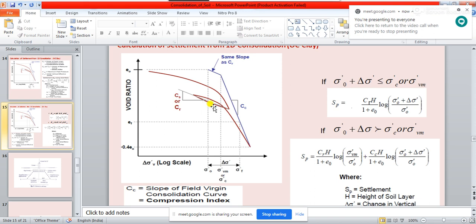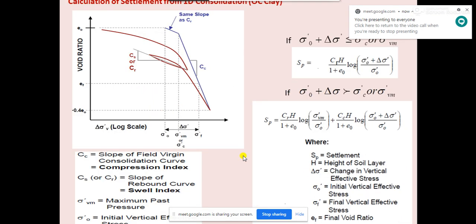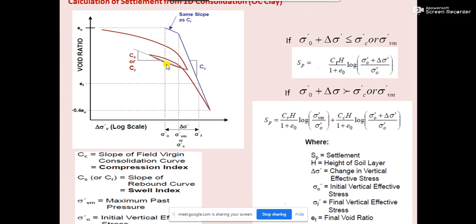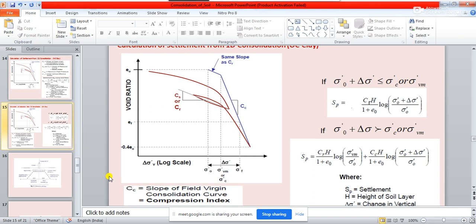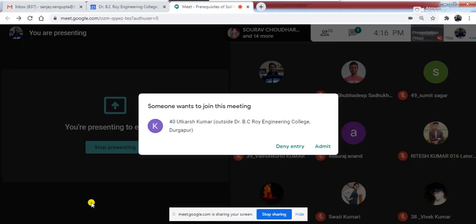So Cs or Cr, that means the slope of the rebound curve. And which is rebounding, I have explained to you. So this curve is coming from here to here to here, and you see this is actually rebound, right? If you take the slope of this curve, you are going to get one index that is called Cr or Cs.